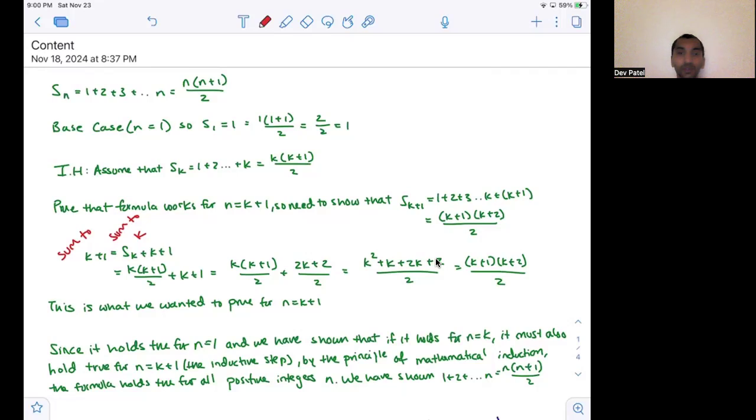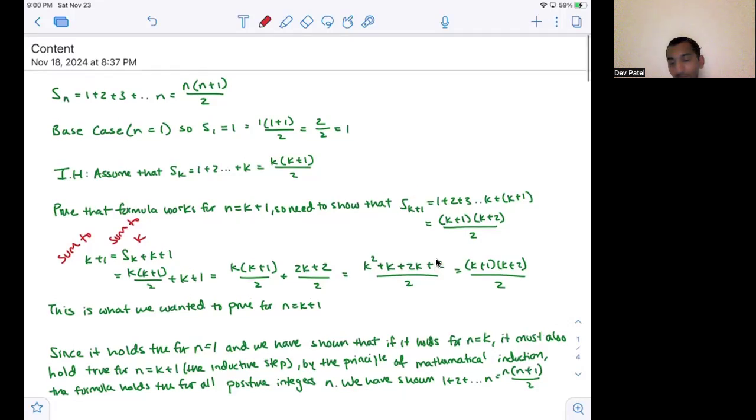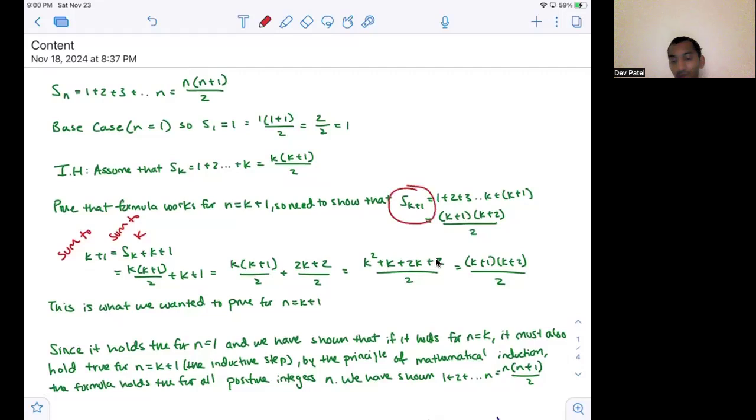Then we want to prove that if it works for n equals k plus 1, we want to show that the sum of all integers up to k plus 1 equals k plus 1 times k plus 2 over 2. So we want to show that if it works for any k, we also want to show that it works for the integer following k. So k plus 1, we want to show that.